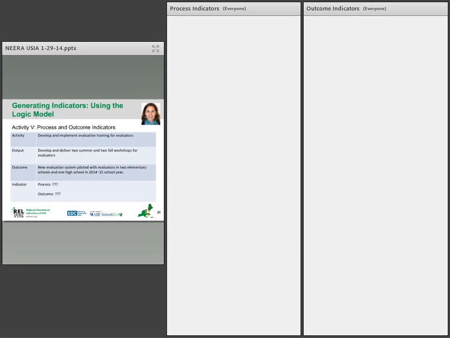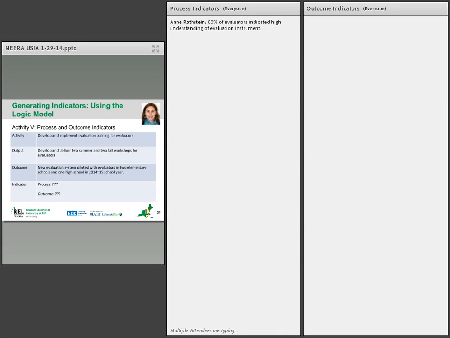Now, we'd like you to do some thinking about what might be a process indicator and an outcome indicator related to that logic, from that activity of developing and implementing evaluation training for evaluators to the outcome of the pilot of the new evaluation system in a set of schools. What might be a process indicator? What might be something to indicate that it's being implemented as intended? And what might be an outcome indicator? And again, you want to think a little creatively here because this is a fairly narrow example where we don't have the outcome being, say, an improvement in student achievement. So what might be an outcome-related indicator associated with this example?